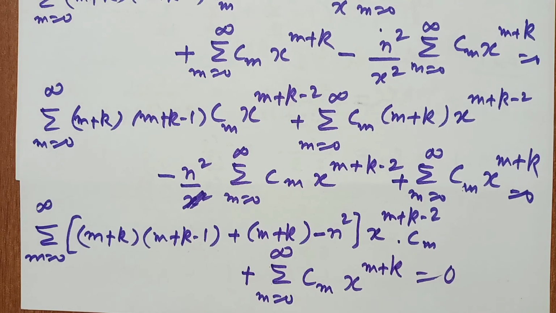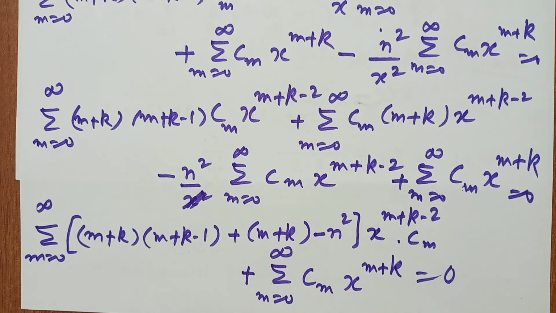Here we see that the lowest degree term is x to the power m plus k minus 2, and the other is m plus k. So first we put m equal to 0, so we get the first term, m equal to 1 the second term, and then the third term we get m plus k.